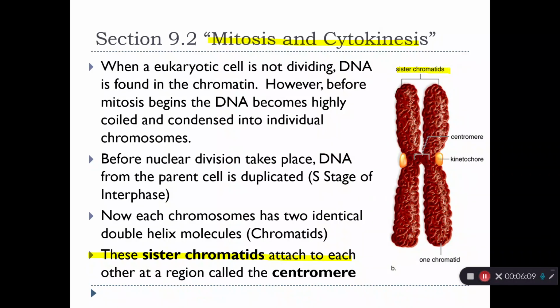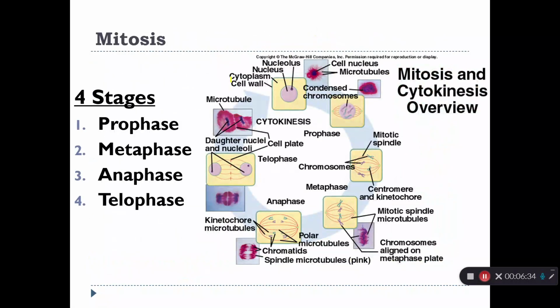Your DNA is always in the shape of chromatin. That's loosely coiled DNA until it starts prophase, and that's when the DNA will tightly coil into the shape of a chromosome. And you can see it's got two sister chromatids. In the middle, it's called the centromere, and it's got that protein kind of hugging it on either side called the kinetochore.